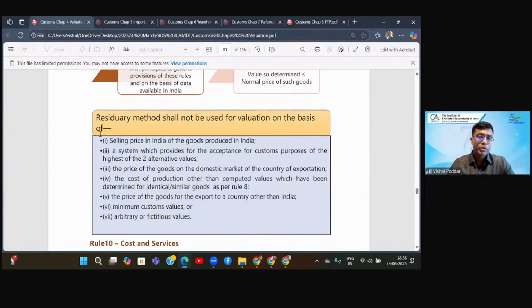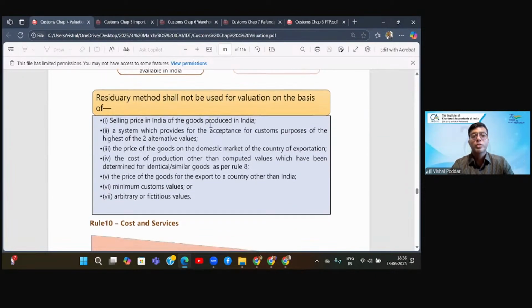Now, most important, since this is slightly judgmental, there is no predefined structure, there is a possibility that people may come up with vague values. So for this purpose, some conditions, restrictions are given. So what is the restriction? Residuary method, this is very important, shall not be used for valuation on this basis. It means you will not use any of these when you are using your residuary approach. So in residuary, this cannot happen, what is given below.